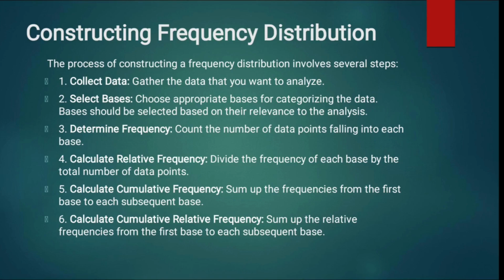Then calculate relative frequency. Divide the frequency of each basis by the total number of data points. Then calculate cumulative frequency. Now you have to sum up the given frequencies. Then calculate cumulative relative frequencies. Sum up the relative frequency from the first basis to each subsequent basis. So these were the steps of constructing a frequency distribution.